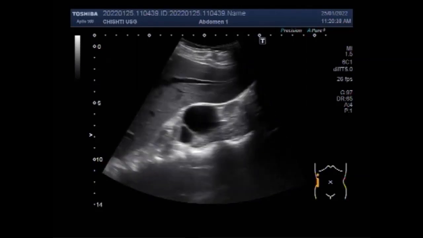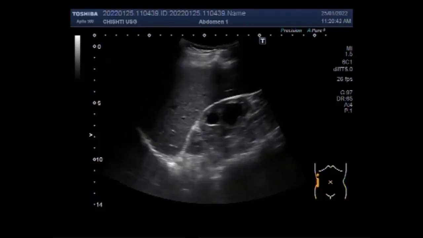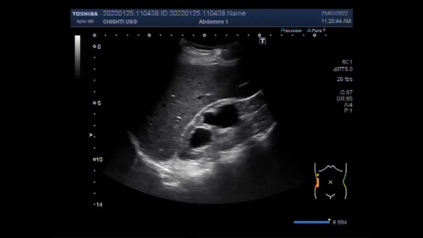You can see the right kidney and it shows moderate to severe hydronephrosis with hydroureter. This is liver. This is the right kidney. The patient is aged about 22 years, a male patient.